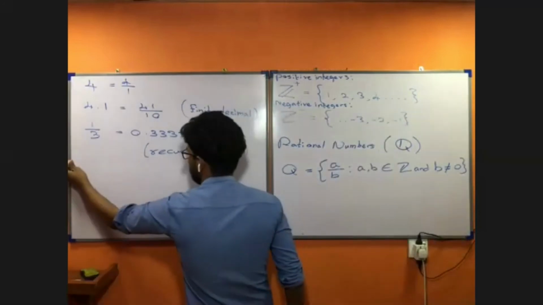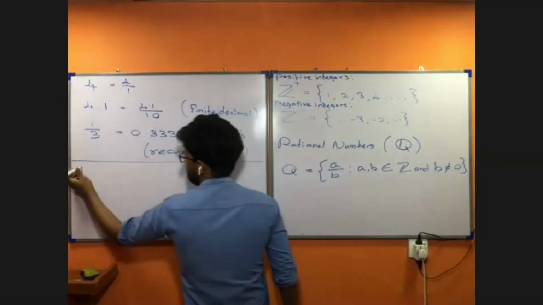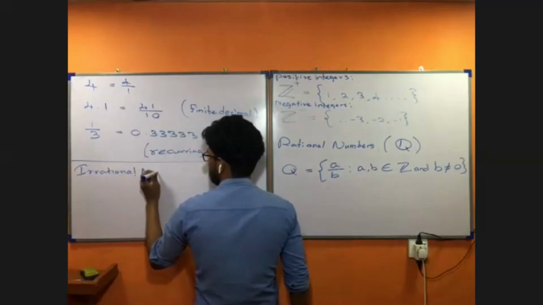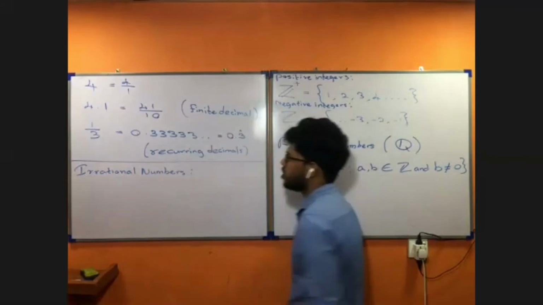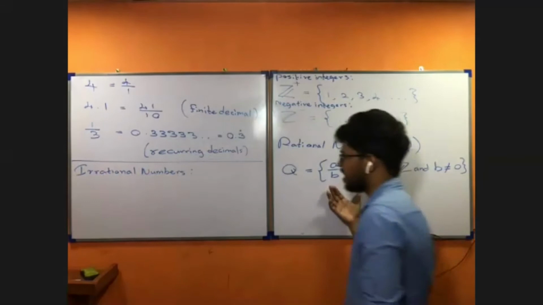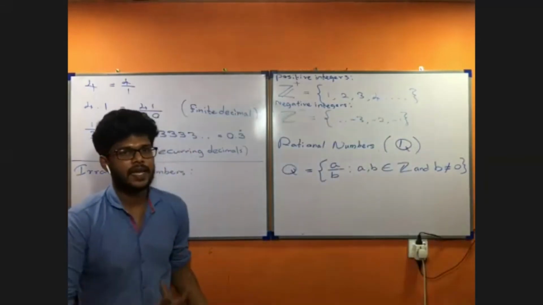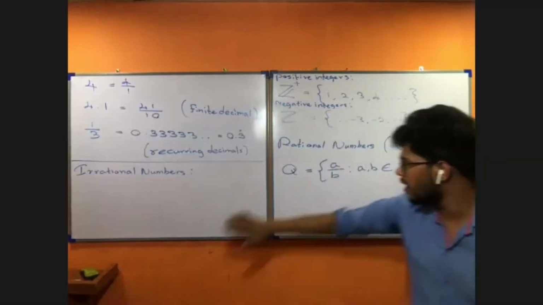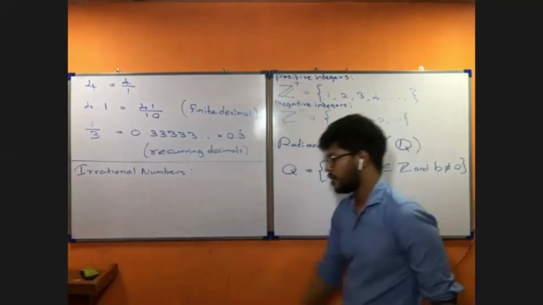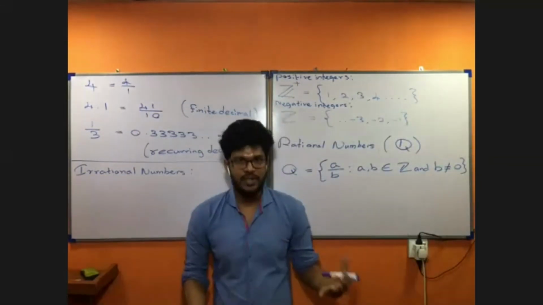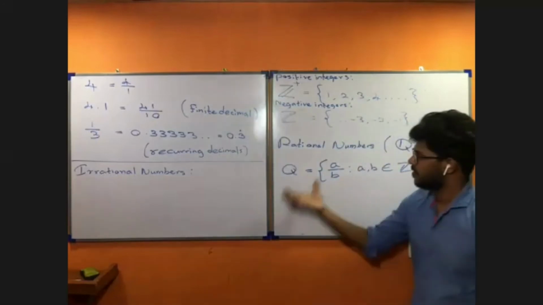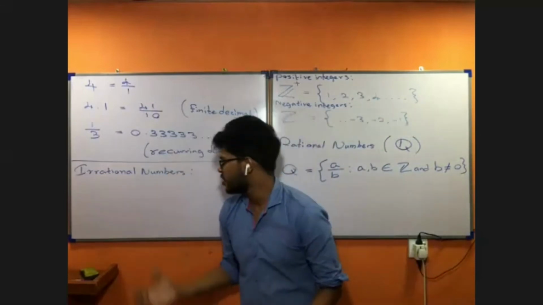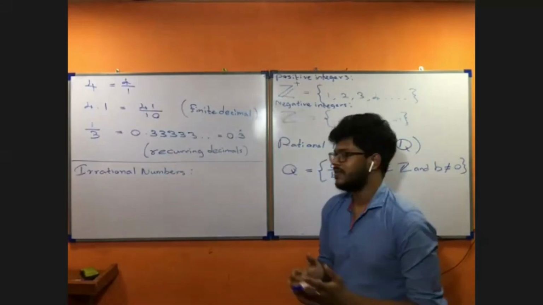Then we have irrational numbers. If rational numbers means the numbers that I can express as a fraction, then what are my irrational numbers? The numbers that I cannot express as a fraction. Obvious, right? If rational means can express as a fraction, then irrational means cannot express as a fraction. So what are the numbers that I cannot express as a fraction?